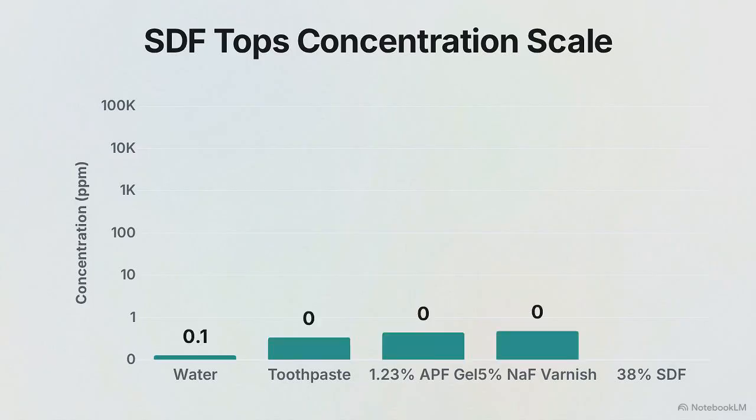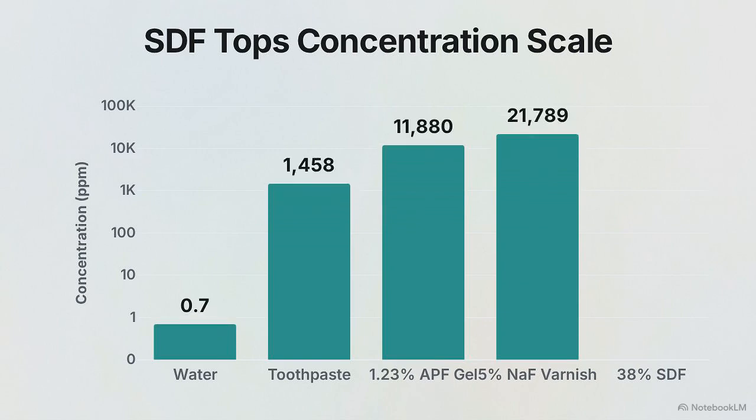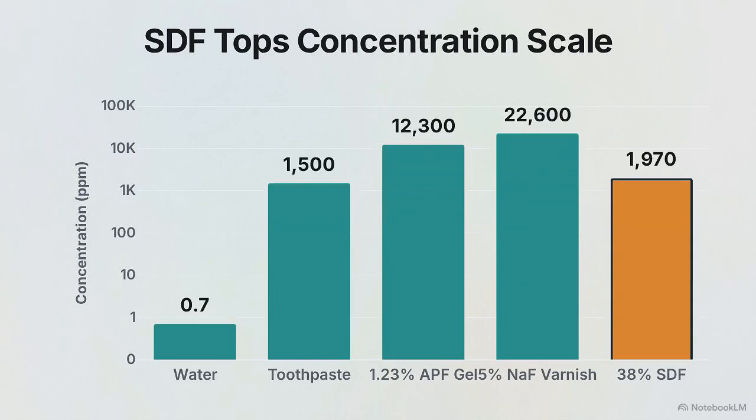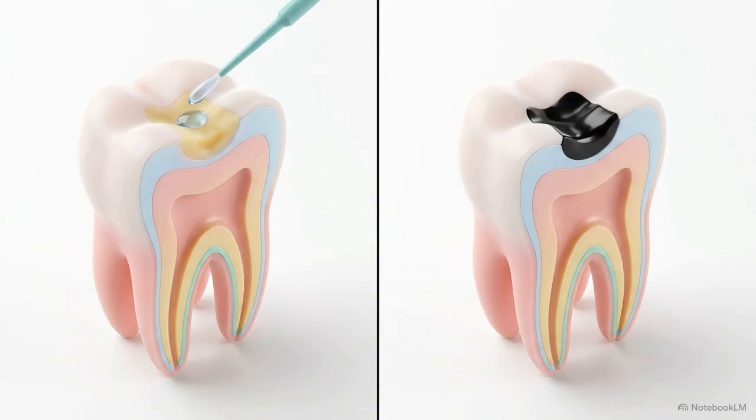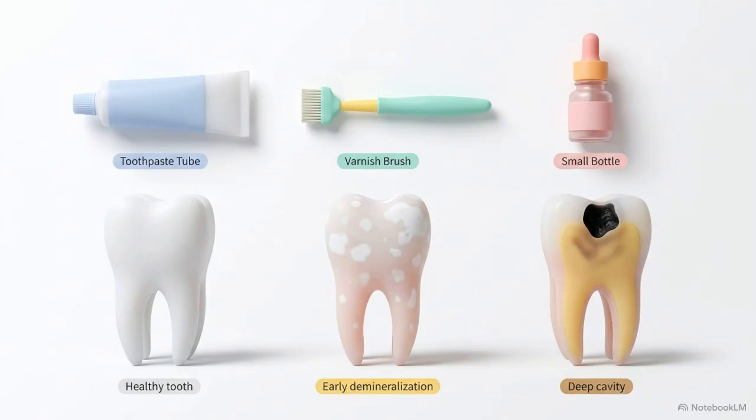The apex of the clinical concentration scale is 38% silver diamine fluoride, reaching a massive 44,800 ppm. SDF is used for active, non-invasive caries arrest. The high concentration stops the decay, but the silver ions undergo an oxidation reaction that turns the carious lesion black. Selecting a delivery vehicle requires matching the chemical concentration to the severity of the patient's active disease state.